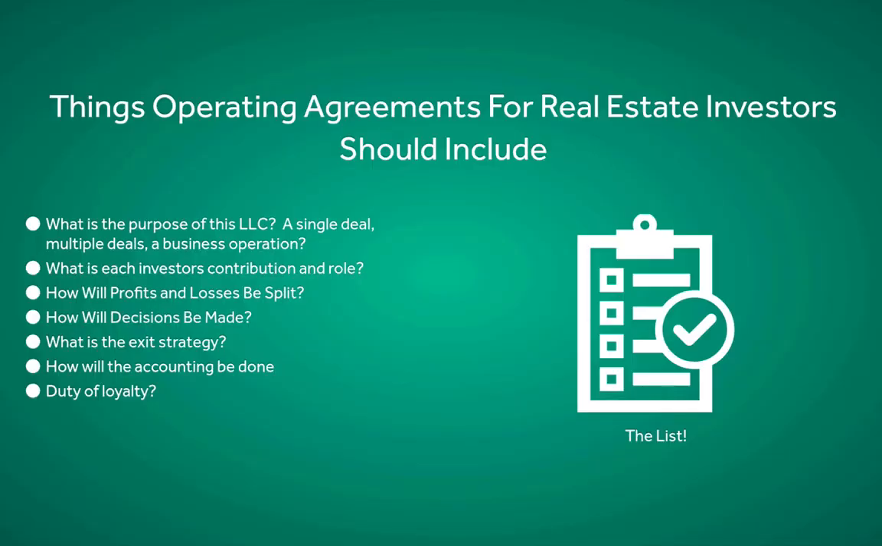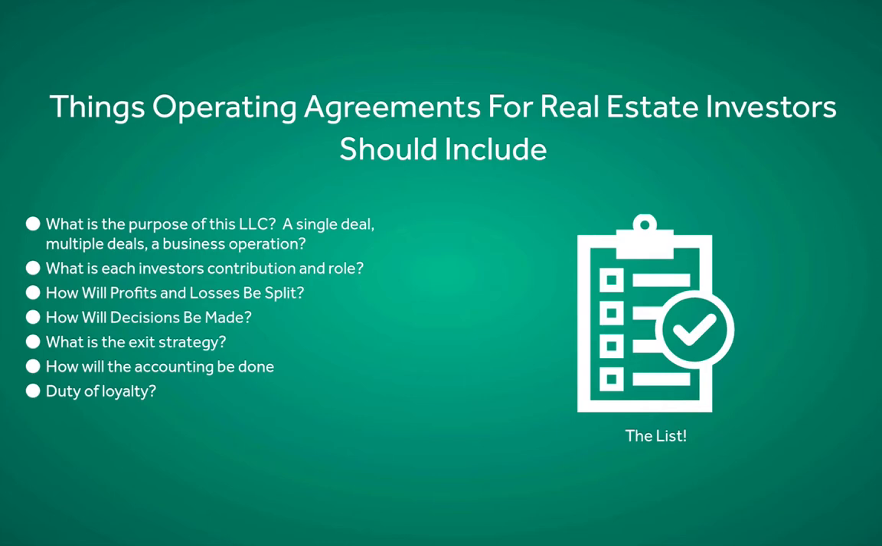Here are things that an operating agreement for real estate investors should cover. What is the purpose of the limited liability company? Is this just a single deal, or are we going to do multiple deals? Or are we going into business together, forming a business together? What is each investor's contribution? What is their role? How much money is each person supposed to put in, and what exactly are they supposed to do?